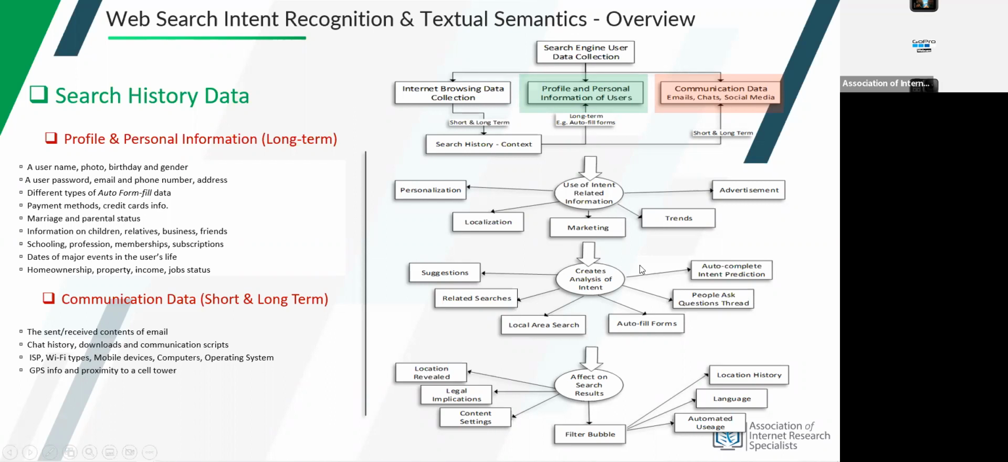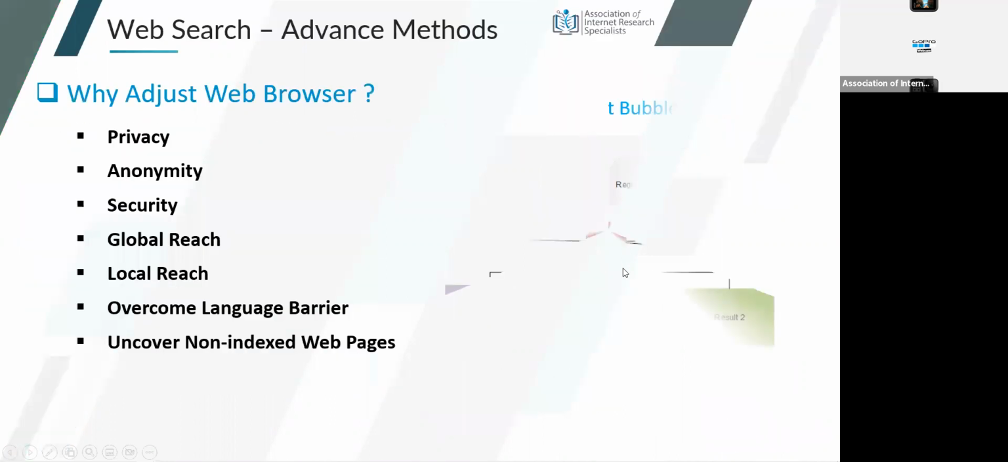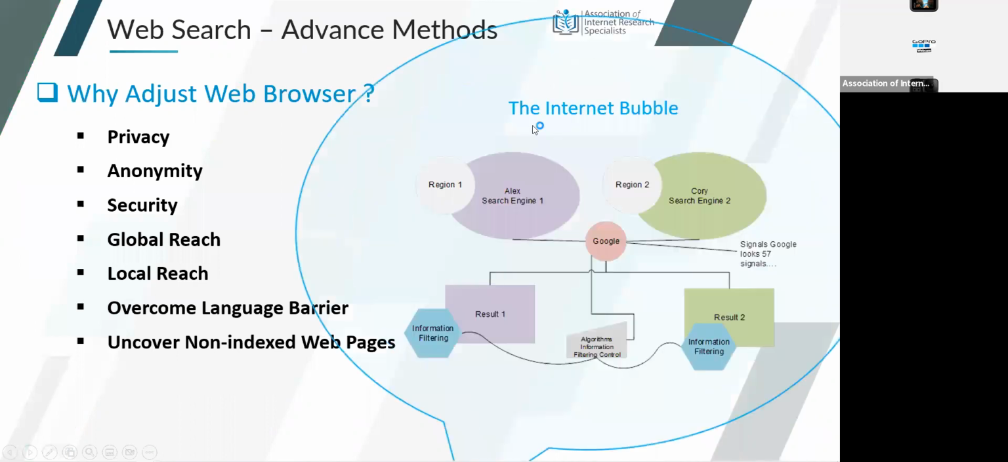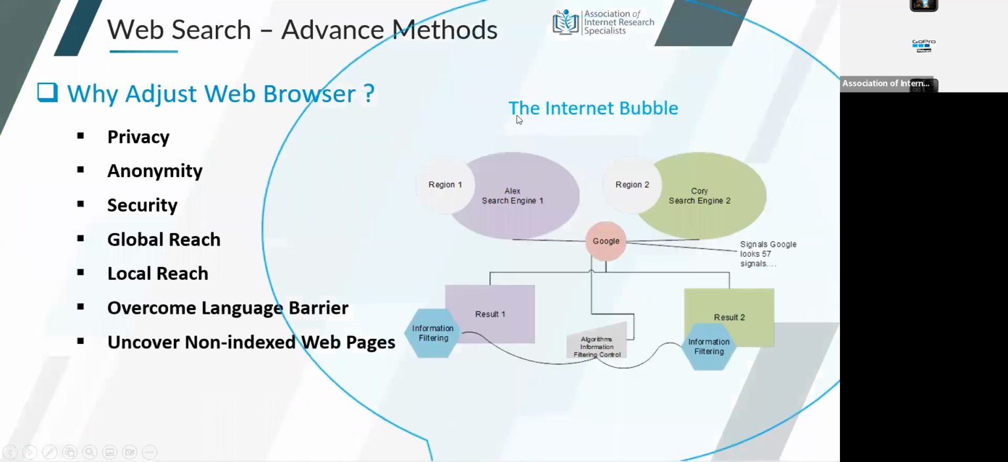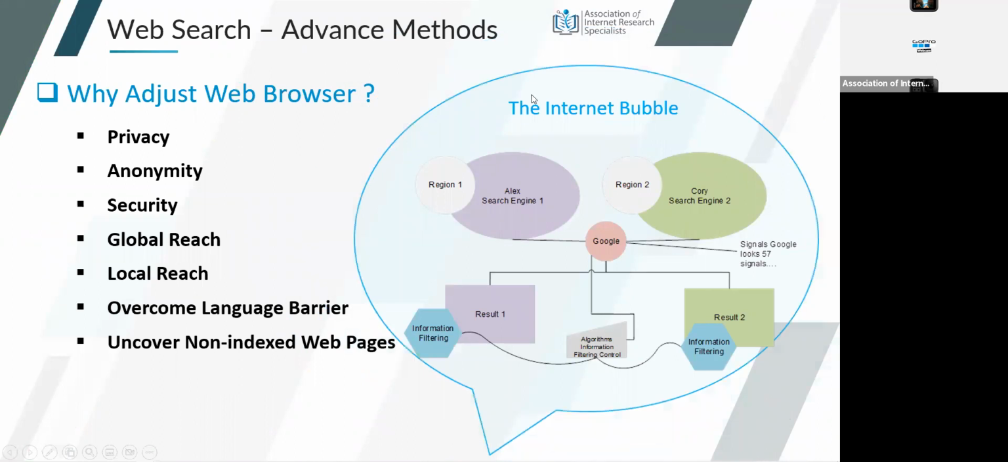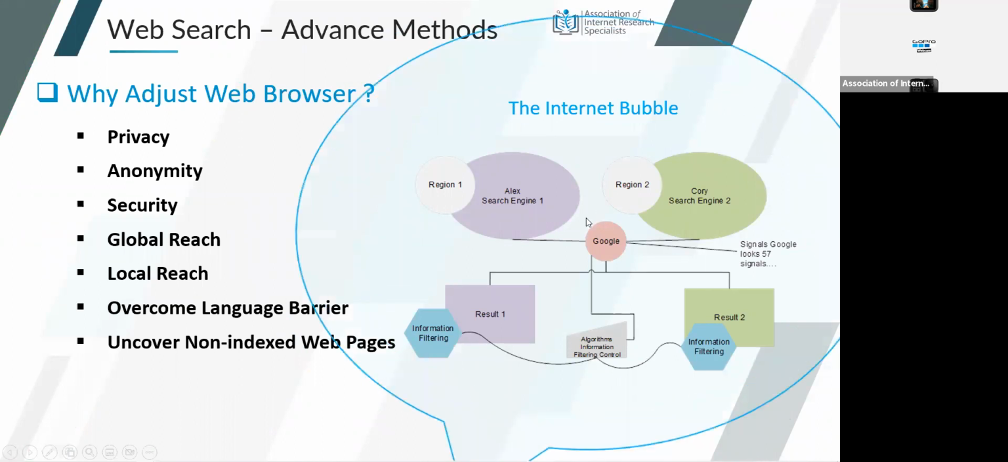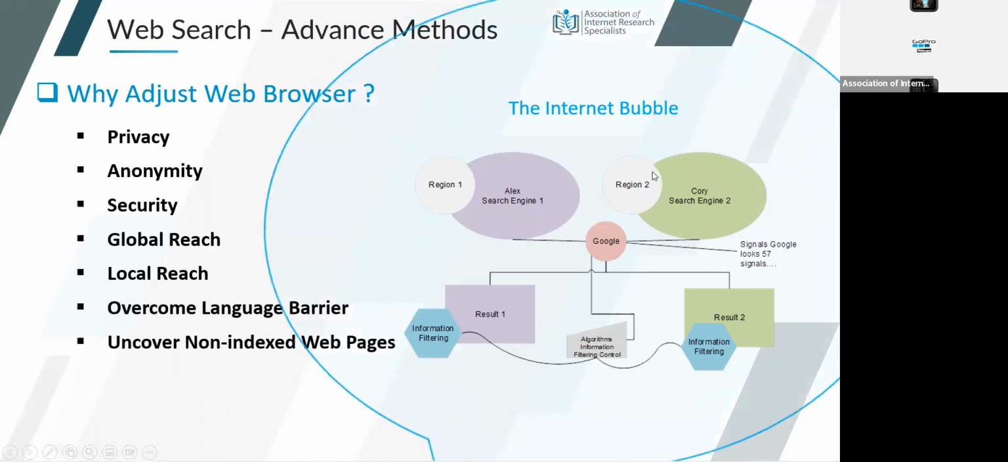The internet filter bubble, we call it, but let's just interpret it as, why is this expanding?